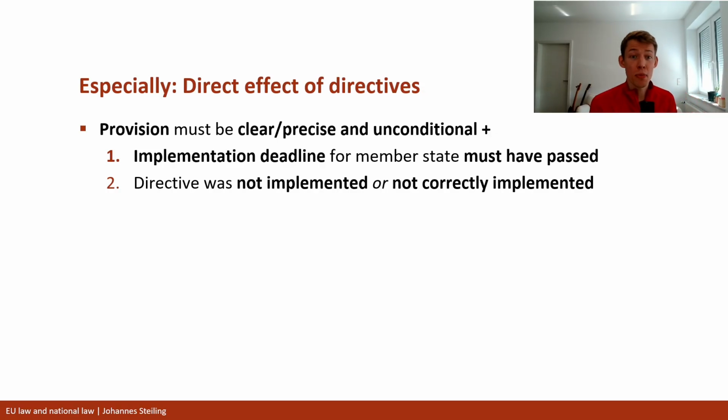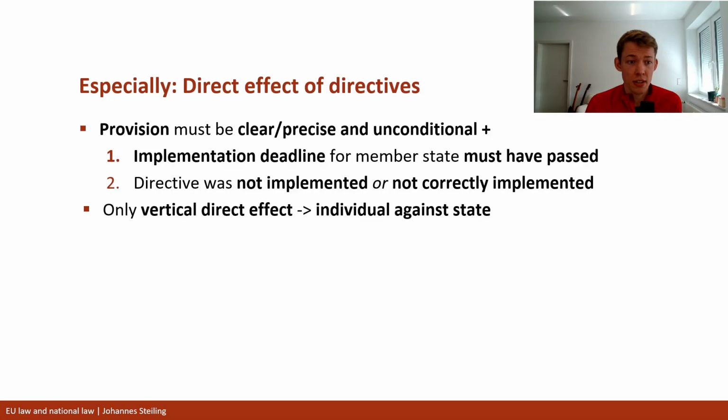Now, one important caveat is that the ECJ has said that directives may only have vertical direct effect. So, not like the state against me, which would also technically be a vertical case, but only the individual against the state. Why? Now, basically because this is a sanction for the state. Like, the problem that the ECJ saw is that basically states can decide not to implement a directive.